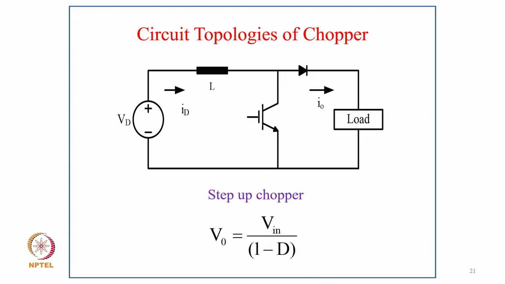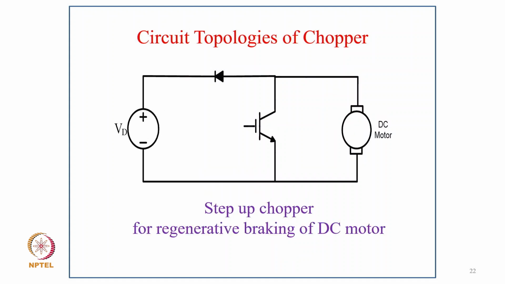Then the other is the step up chopper, where again if the inductor current is continuous, then this relation is valid: V equal to V in upon 1 minus D, with the assumption of course that you consider the device ideal and the inductor also ideal. So here also by varying D, you can boost the voltage. Of course there is a limit, you cannot boost to a very high value, but we use this chopper also typically for regenerative braking of DC motors.